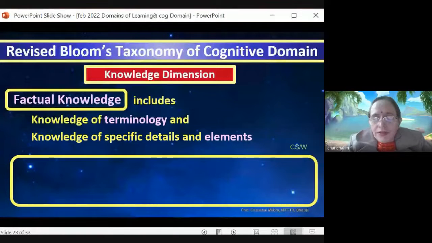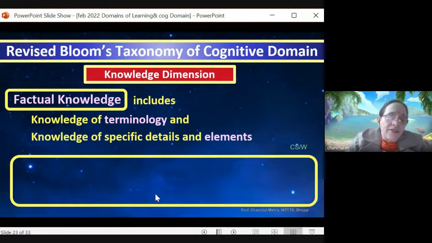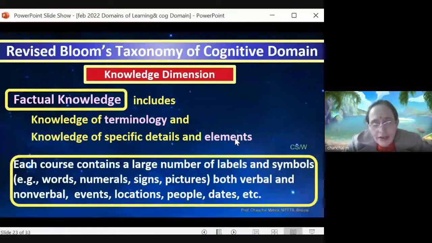There is a difference between fact and factual knowledge. Do you know the difference? Now, according to Trethwall and Anderson, they considered all those terms, so here specifically I have written the terminology, specific details, and the elements that need to be taught to the students in a particular discipline. So each course will contain a large number of labels and symbols, certain words, numerals, signs, pictures, both as verbal and non-verbal events, locations, people, dates, etc. These will be covered under factual knowledge.